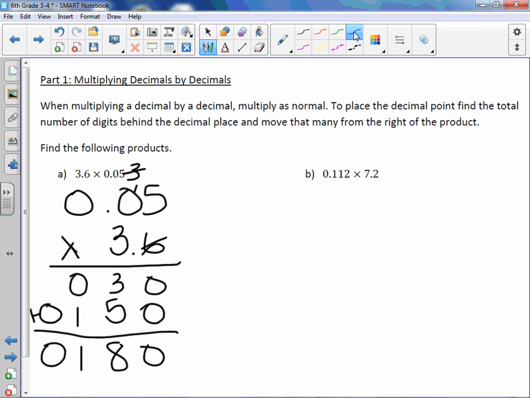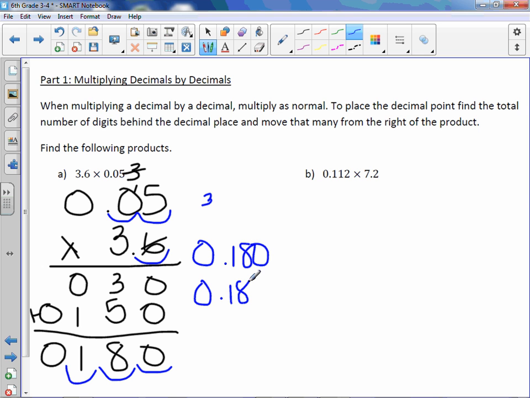So now we need to count the total number of numbers behind the decimal point. In our first number we have 2. In our second number we have 1, which makes a total of 3 digits. So we start on the right and move 1, 2, 3. So our answer is 0.180, or you could drop that 0 on the end and say 0.18.